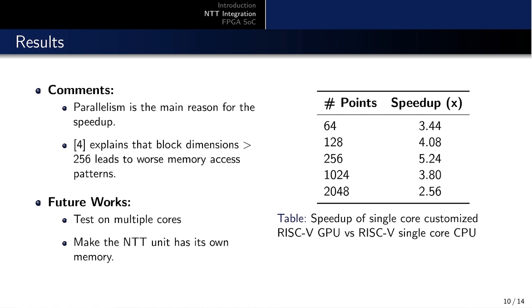So for future work, we first need to test on a higher number of cores. As we have shown in the beginning, GPUs have a very high number of cores. If we utilize all these cores, we would reach better speedups. Also, if we make the NTT unit have its own memory, it would be possible to have an NTT instruction, which would also improve the speedup.